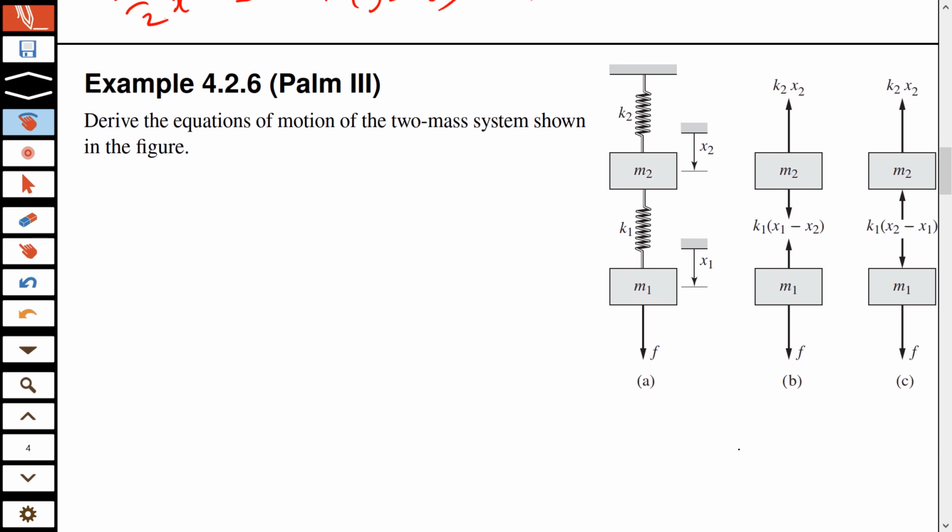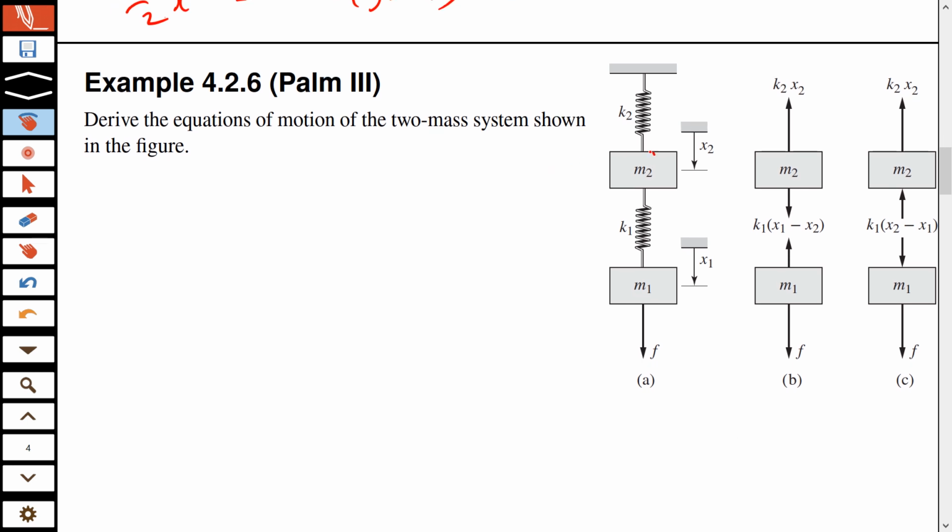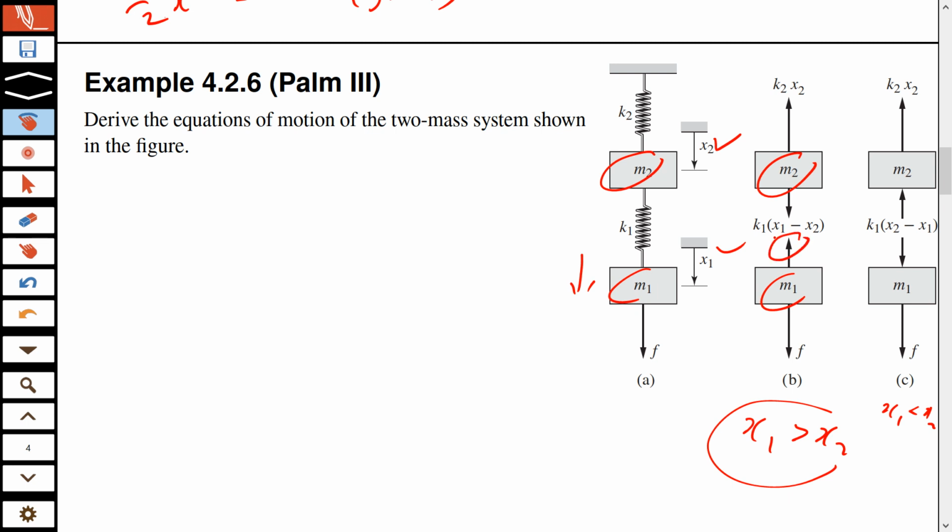This example looks more complicated, but the principle is the same. You have two rigid bodies, you have free body diagrams for both. x2 and x1 are two displacements, depending on whether you assume x1 to be greater than x2 or x1 to be less than x2. In this case, k1 is being stretched downwards, so this is the restoring force, and the restoring force for m2 is the opposite. If you assume x2 to be positive, you are stretching k2 downward, so this is the restoring force, and similarly these arrows are for x2 less than x1.